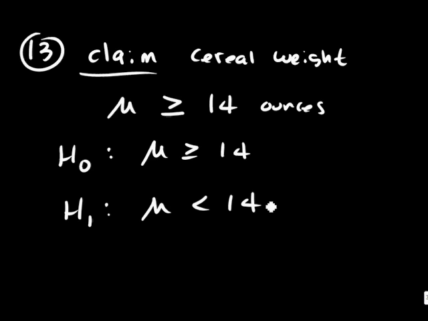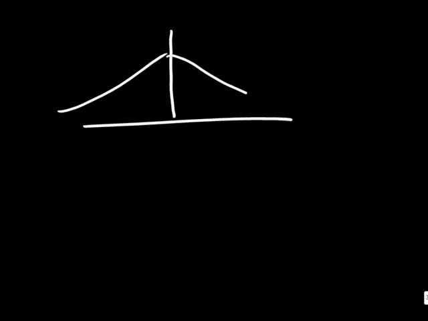Looking at the alternate hypothesis, we notice we have a left tail test. The inequality points to the left. It is less than. This is a reject the null hypothesis region. This is a do not reject the null hypothesis region.